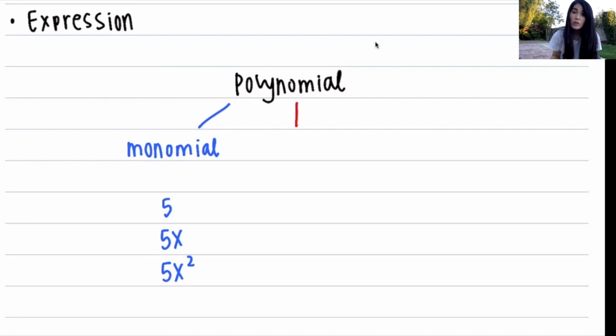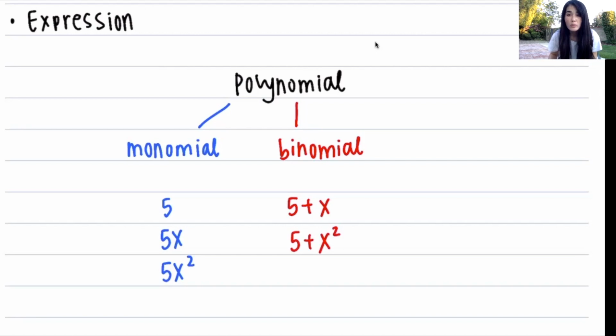All right, another type of polynomial that you'll see is what's called a binomial. And binomial means 2. So there are 2 terms here. So we might have something like this, 5 plus x, maybe 5 plus x squared. So again, you'll notice that there are 2 terms. There's a 5 and then there's an x, and they're being put together by that plus or maybe a minus sign.